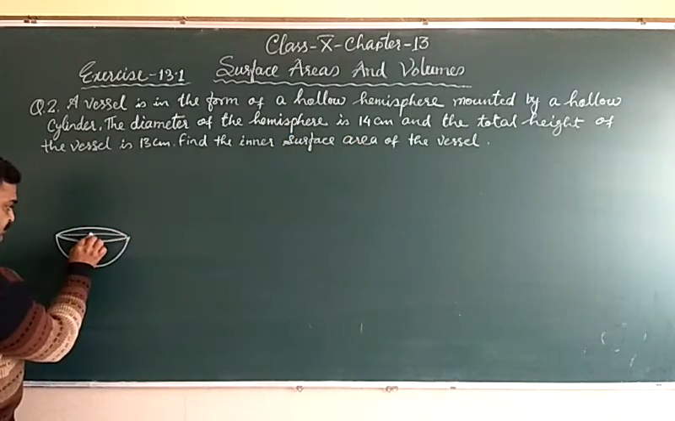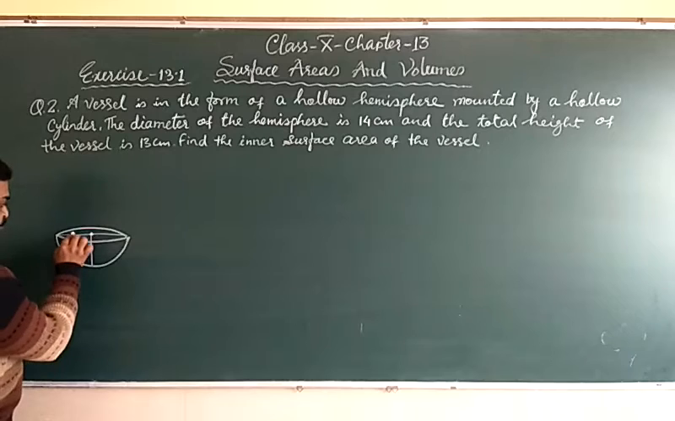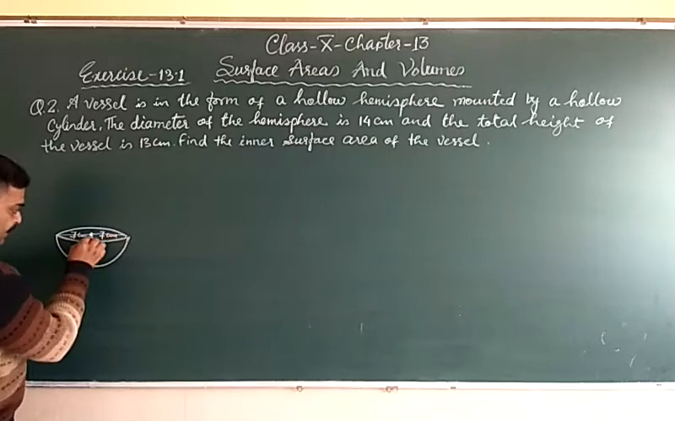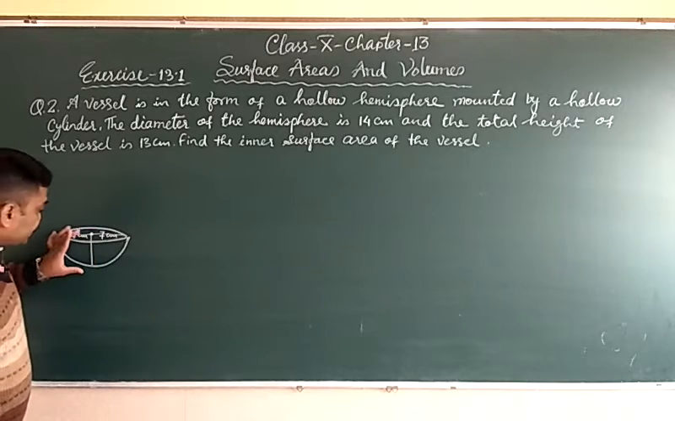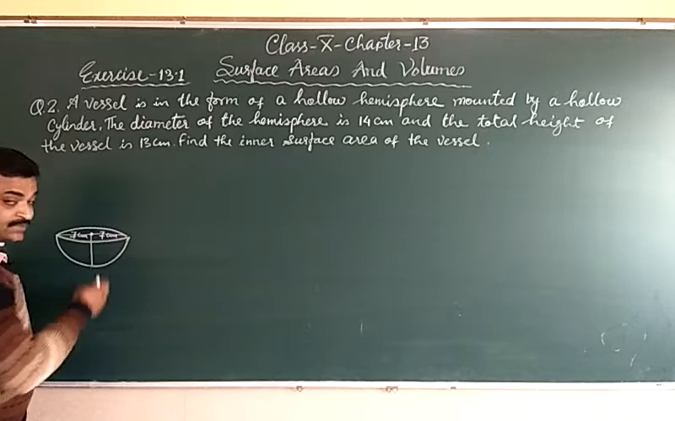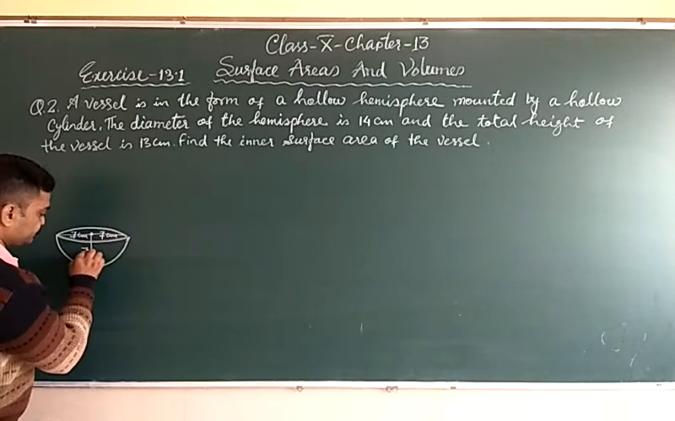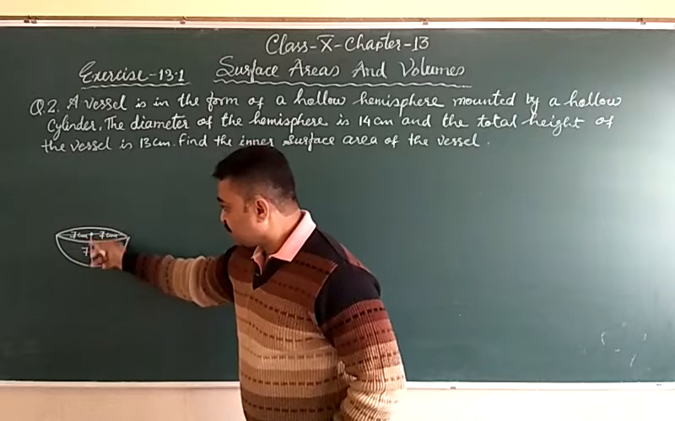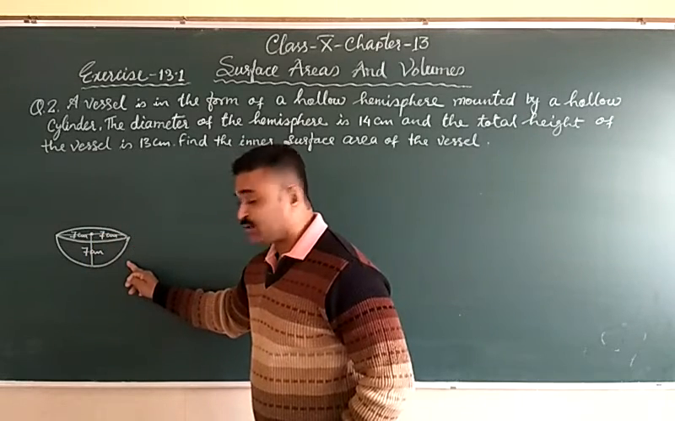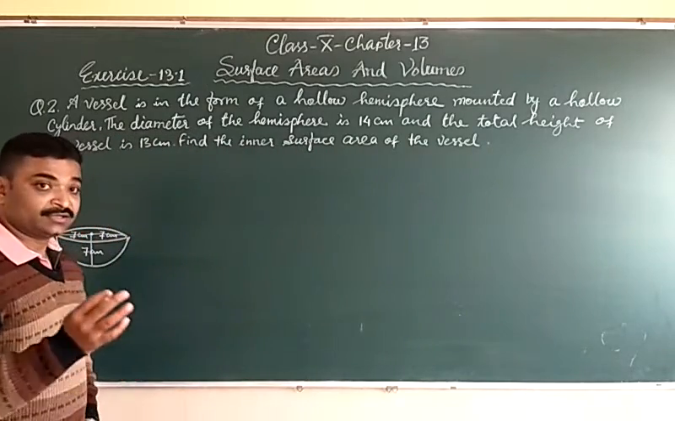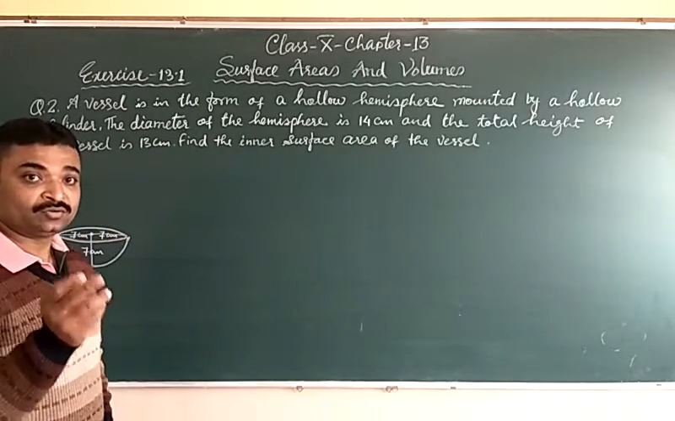That means this is the center. So this is 7 centimeter, and this also 7 centimeter, and this is also the radius. This part is also the radius. That means, or we can say, it is the height. According to this figure, we can see this is the height from here to here. Clear? Now this hemisphere is mounted by a hollow cylinder.